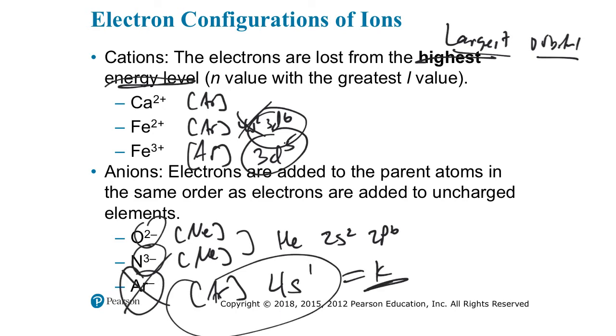So this is not going to be a stable ion like O2- and N3- are, because those are capping off their valence shells. If we want to put one more electron onto argon, that's not going to be something that's very easy to accomplish.